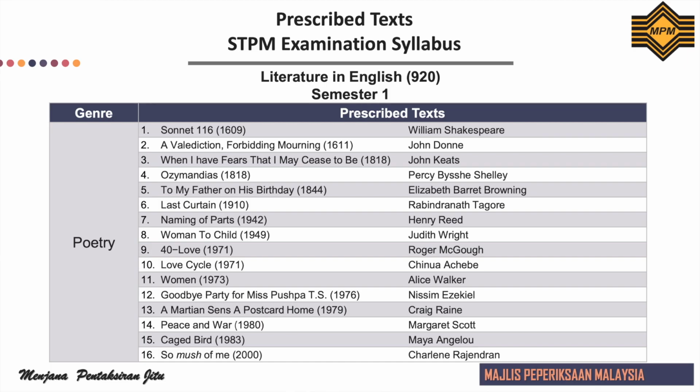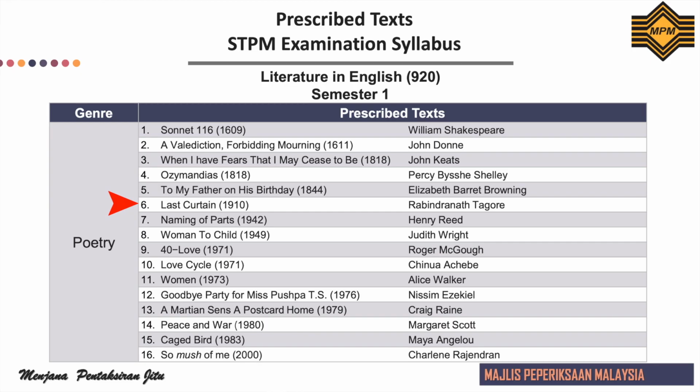We now reach the briefing on the prescribed texts for semester 1, which is poetry. There are 16 prescribed poems as follows, which can be sourced from the internet. The first is Sonnet 116, published in 1609 by William Shakespeare. 2. A Valediction Forbidding Mourning, published in 1611 by John Donne. 3. When I Have Fears That I May Cease to Be, published in 1818 by John Keats. 4. Ozymandias, published in 1818 by Percy Bysshe Shelley. 5. To My Father on His Birthday, published in 1844 by Elizabeth Barrett Browning.